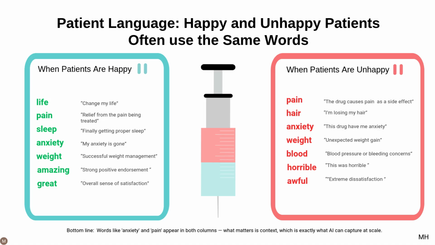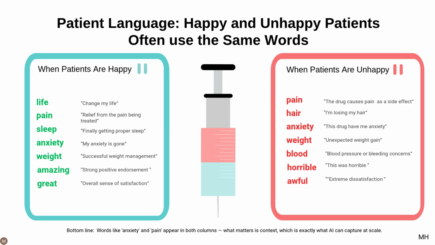So far, we looked at how patients rated their experience. The next question is what patients are actually saying in the reviews. One interesting finding is that happy and unhappy patients often use many of the same words. Terms like pain, anxiety, and weight appear frequently in both positive and negative reviews. The difference is the context.